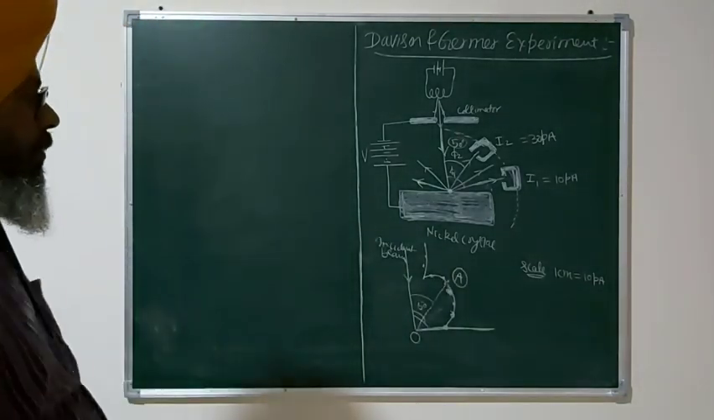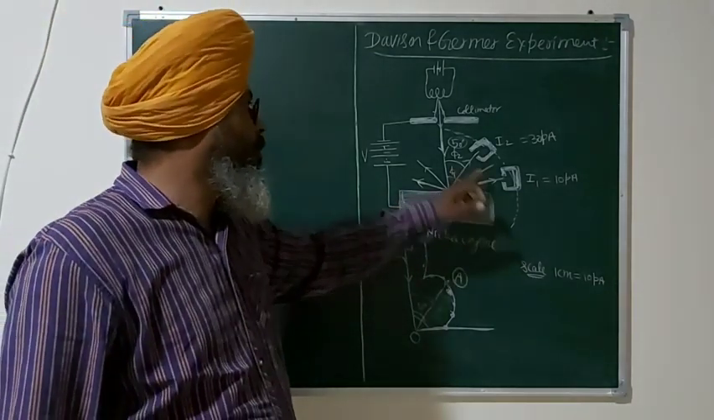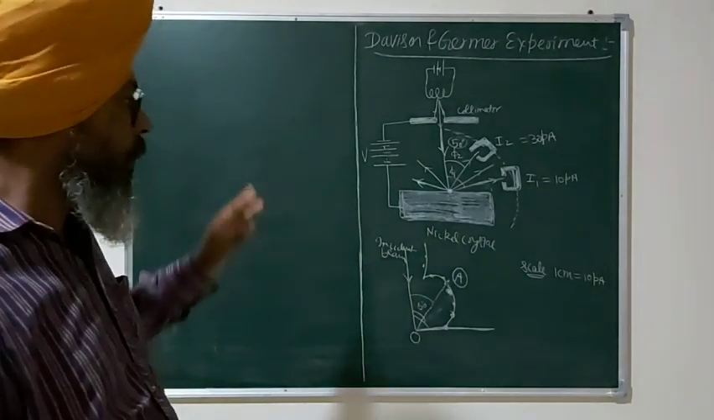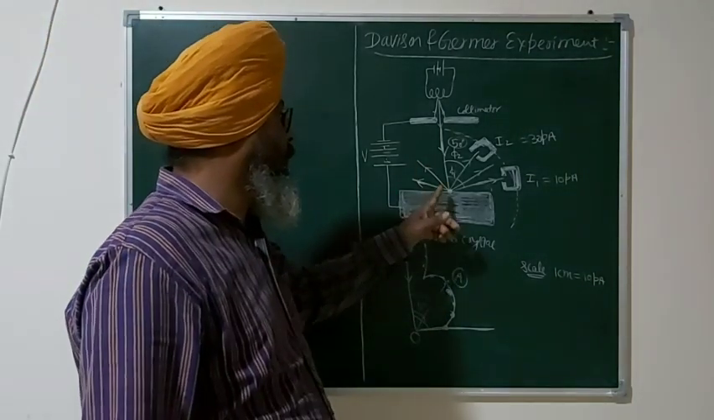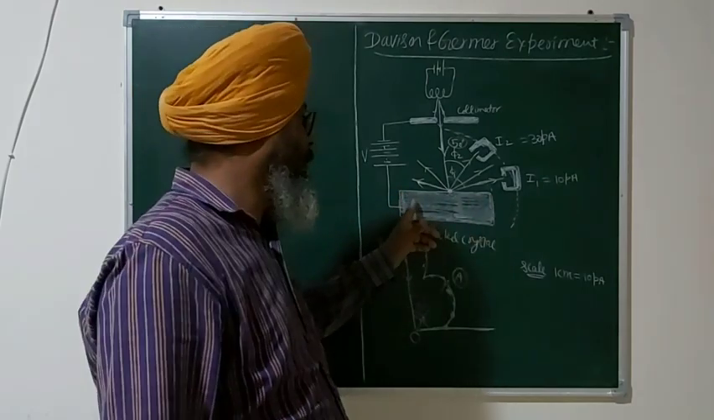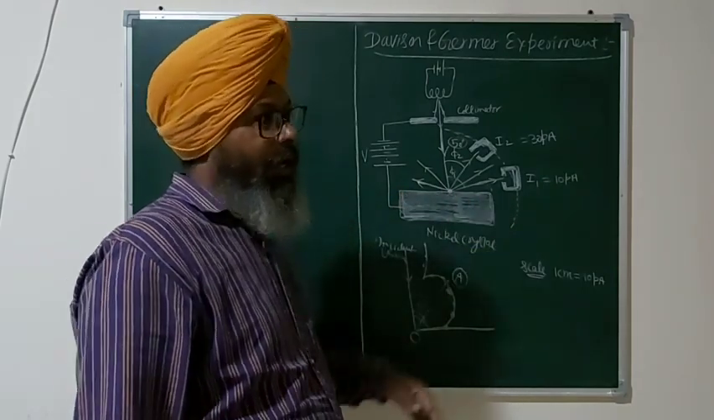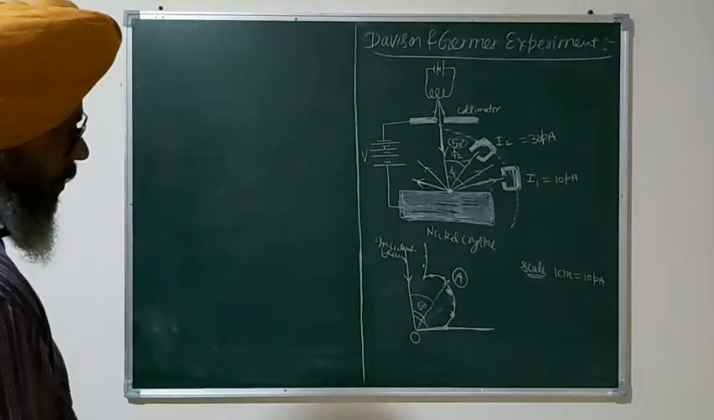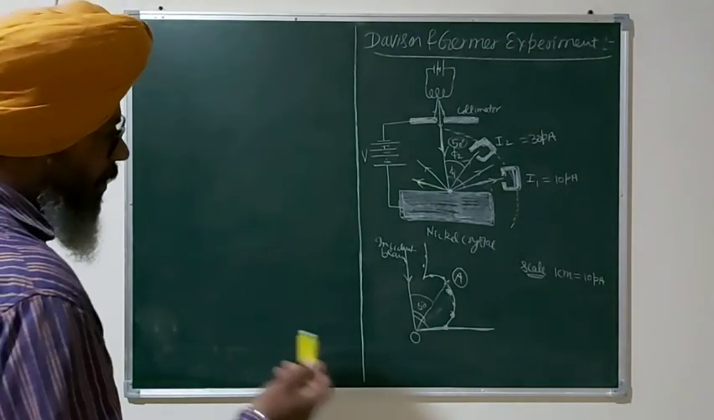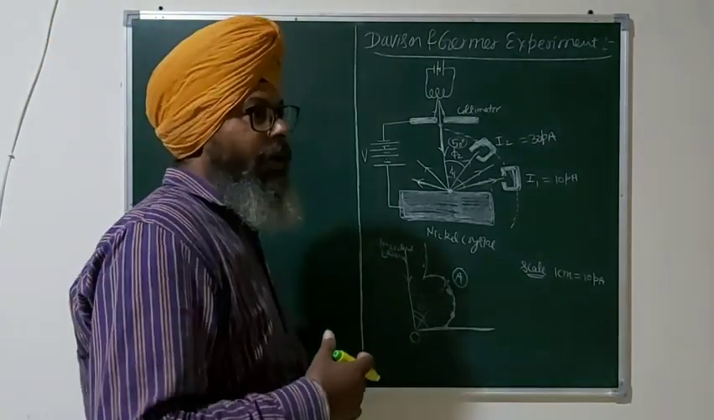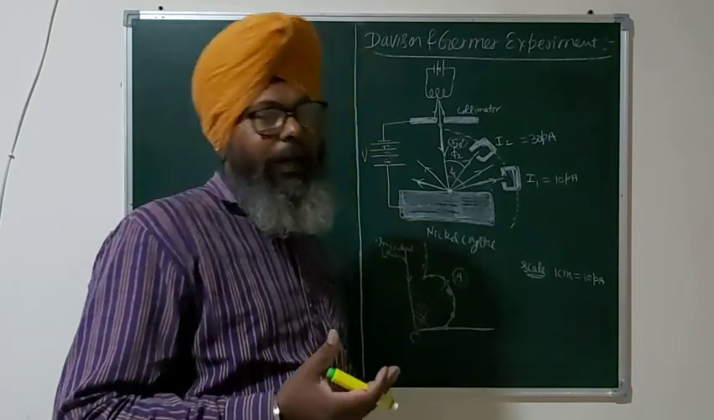First of all, this is the surface. The beam is normal to the surface. However, it is not necessary that the incident beam is reflected by this surface. Actually, this is a nickel crystal. It contains lattice planes, and the lattice planes in the nickel crystal may have many alignments.